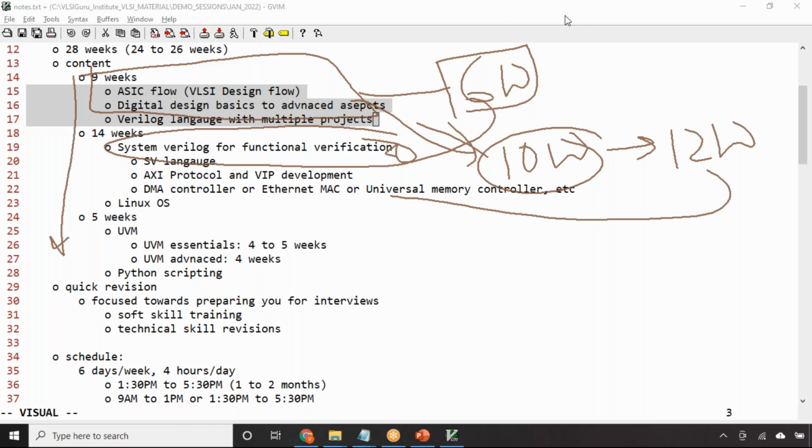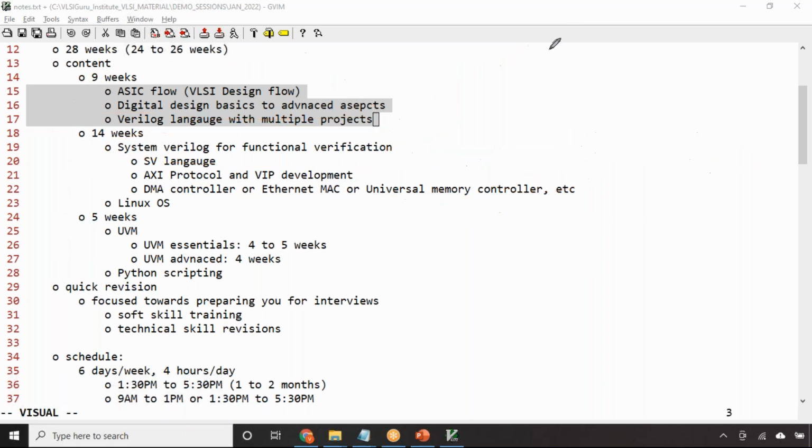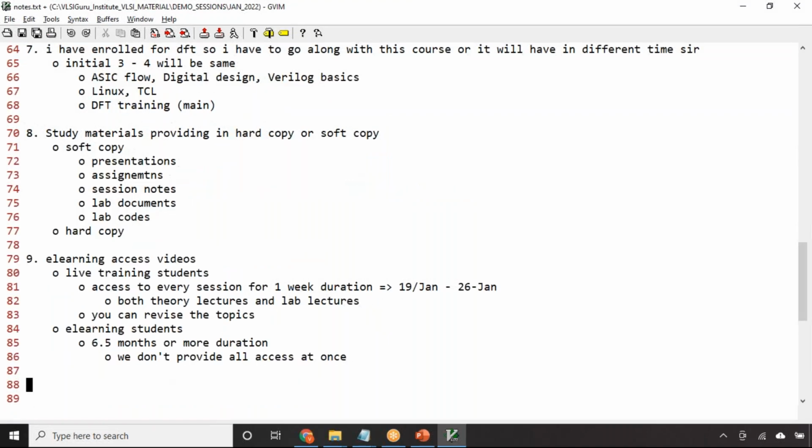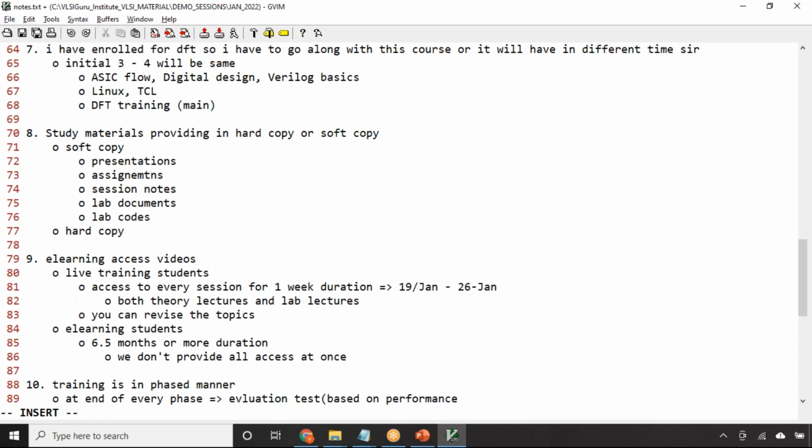The person who has this question, is it clear to them? Srinivas, clear. Okay. So in summary, the training will be in a phased manner. At the end of every phase, there will be one evaluation test based on the performance. This is for everyone, both e-learning and live training students. Based on performance, you are promoted to the next phase. Even if you have to repeat, don't worry.